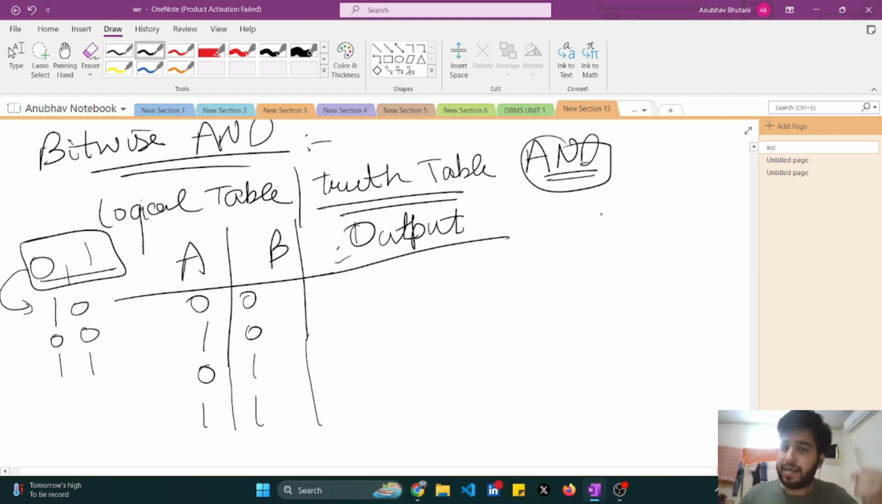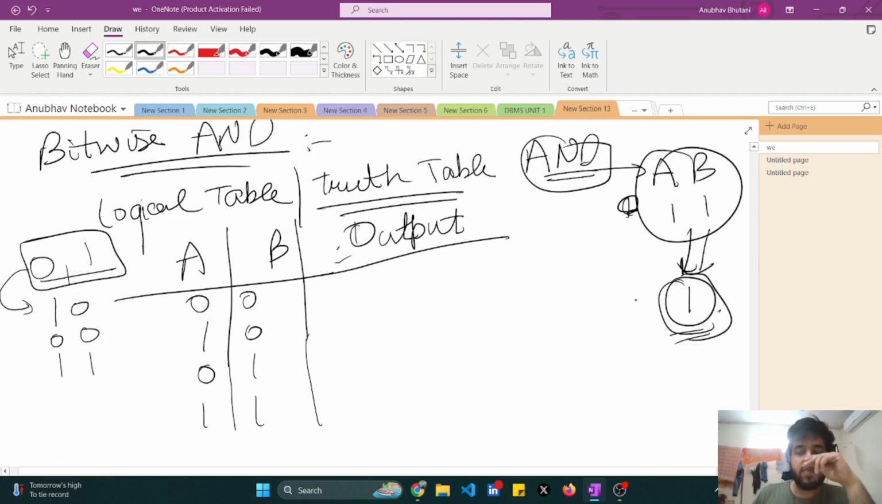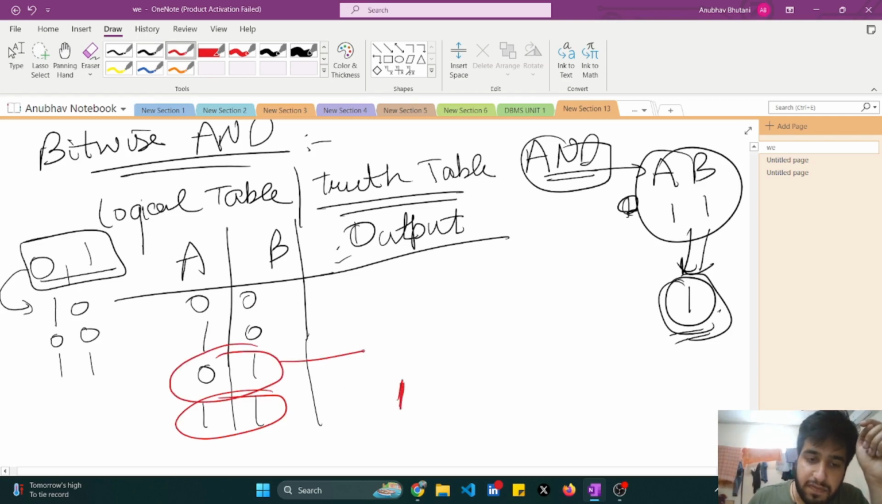In logical AND, if both are ones, then only the output is one. Suppose there are two people in the team, and one means the person is working hard, and zero means the person is not working hard. The output is the project that you made. So if both people work hard, then only the project can be made. If even one doesn't work hard, then the project cannot be made.